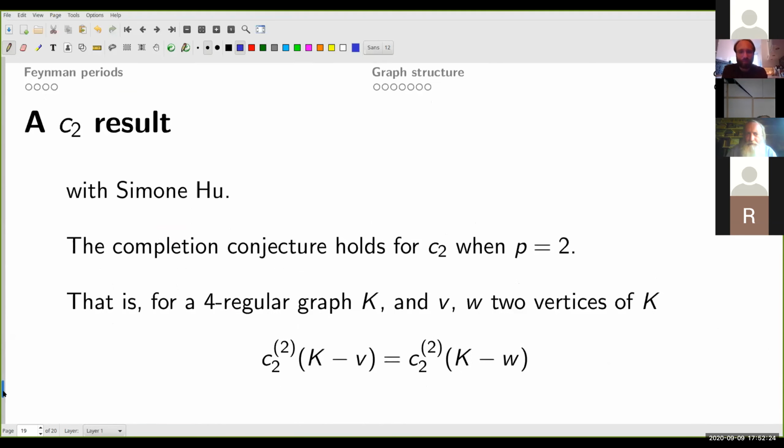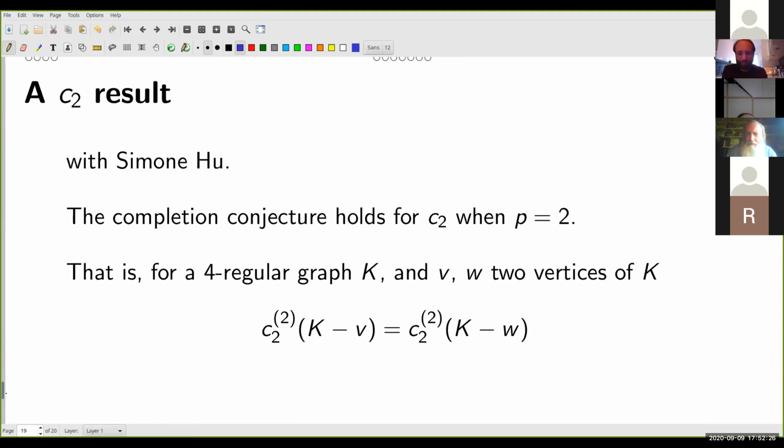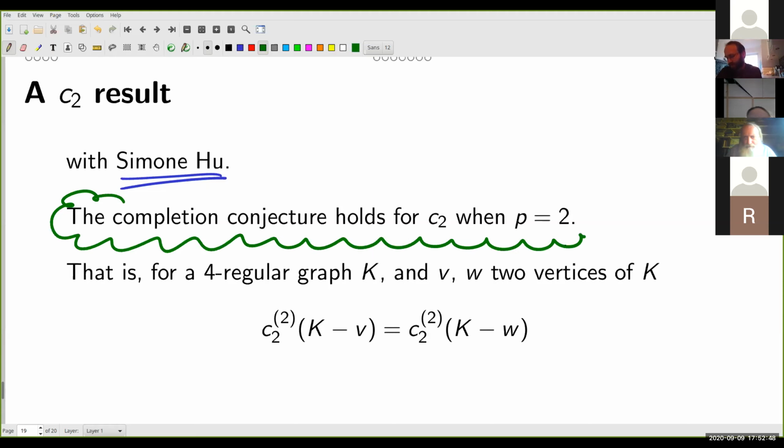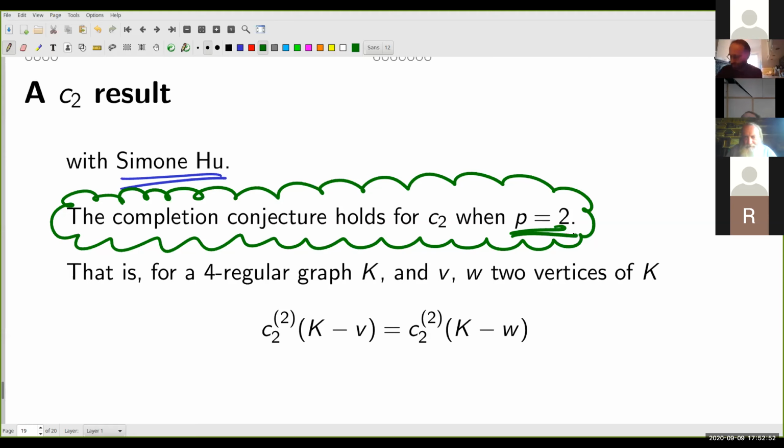Okay, I have just a couple of minutes left, and I want to say something that's actually my own work. I mean, I have figured in a small way in some of these other things, actually double triangle is substantially my work too, but here's something new that's my own work, along with one of my master's students, Simone Hu. And this is our theorem, and that is that the completion conjecture holds for the prime p equals 2.